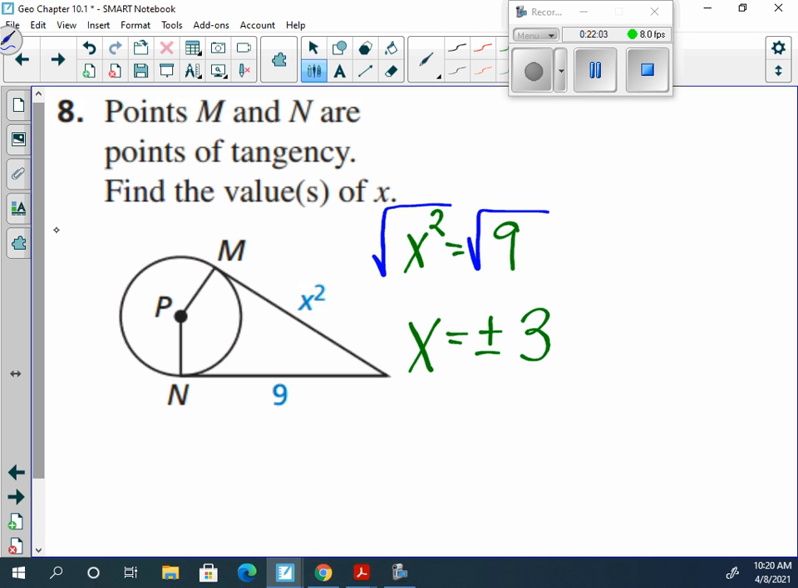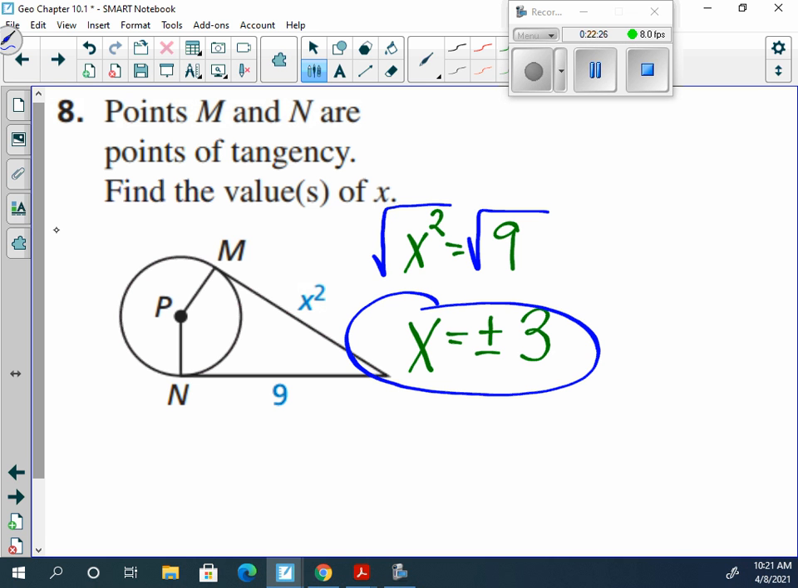Now when we look at this here, if I plug it in to find the distance, it's talking about x squared, yes? So could this be negative 3? Because if I plug it in for x, we just said negative 3 squared is 9, yes? Does it work for this here? Yes. So it could be positive or negative 3.